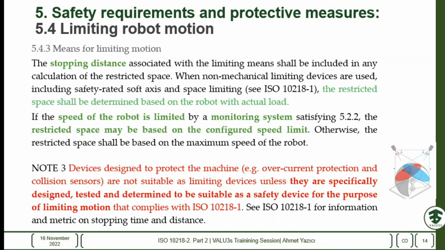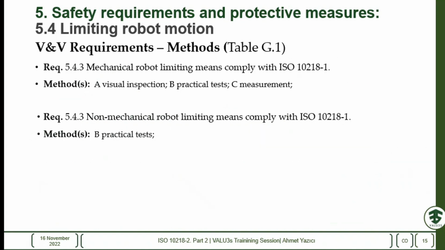There are, for example, some obstacle avoidance sensors on the robot or in the environment. We cannot use those directly for the monitoring systems. We are asked to use another safety device for the purpose of limiting motion, which complies with that other standard. So these are some example requirements and verification and validation methods proposed in the standard for mechanical and non-mechanical limiting.